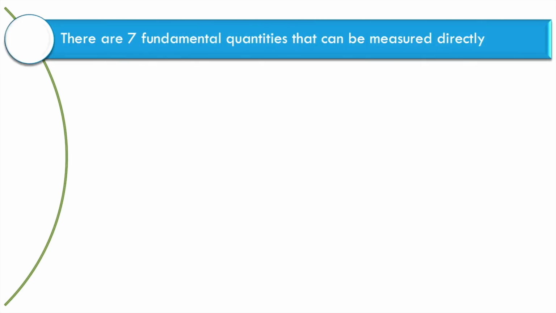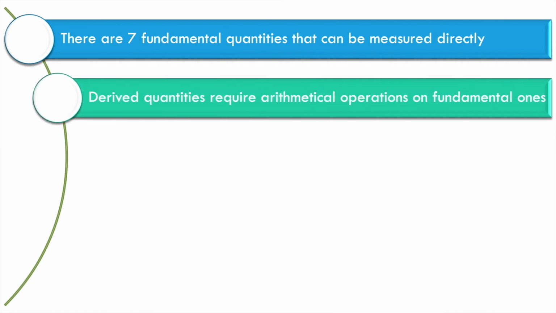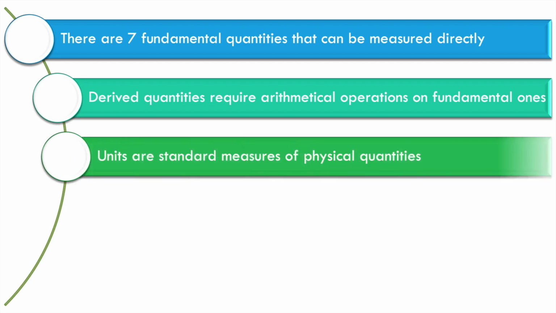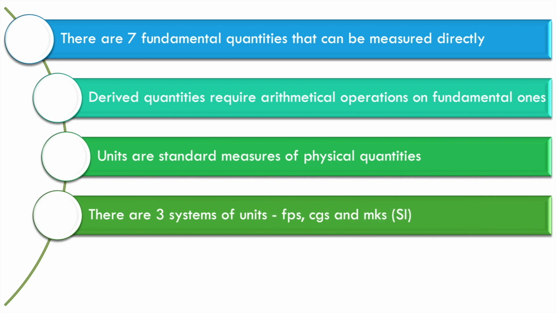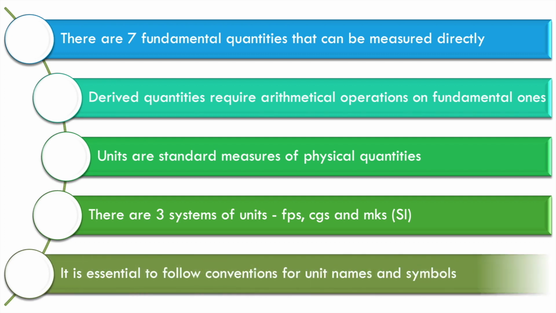And now, the summary of this video. There are 7 fundamental quantities that can be measured directly. Derived quantities require arithmetical operations on fundamental ones. Units are standard measures of physical quantities. There are 3 systems of units: FPS, CGS, and MKS. And it is essential to follow conventions for unit names and symbols.